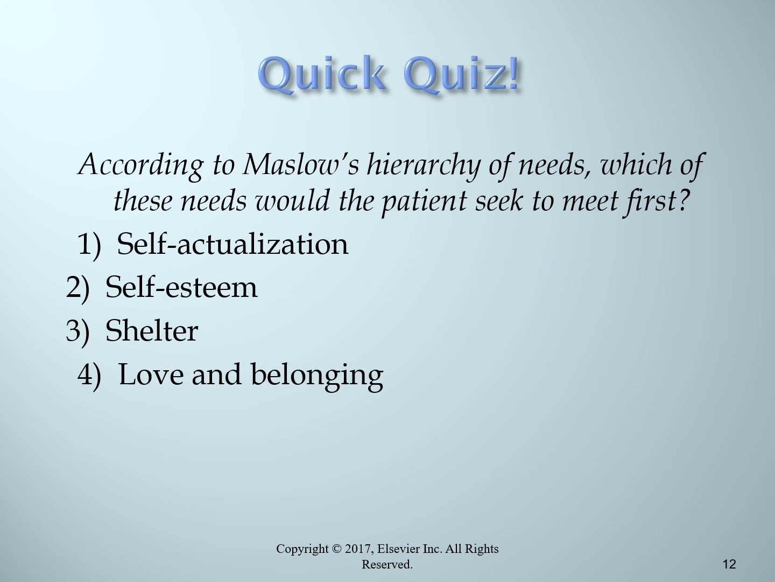According to Maslow's hierarchy of needs, which of these needs would the patient seek to meet first? The answer is C. According to this model, certain human needs are more basic than others. For example, some needs must be met before other needs.